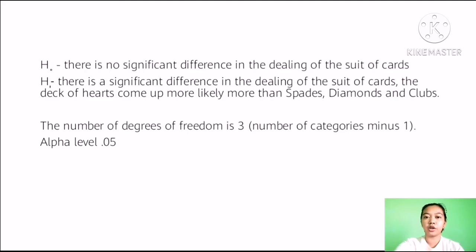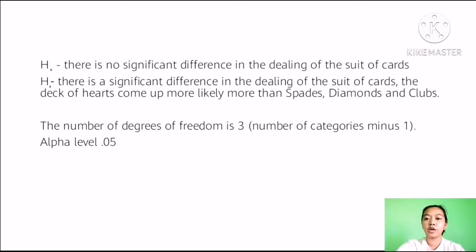First, we state our null and alternative hypotheses. Our null hypothesis states that there is no significant difference in the dealing of the suit of the cards. Our alternative hypothesis states that there is a significant difference in the dealing of the suit of cards, and the hearts come up more likely than the spades, diamonds, and clubs.